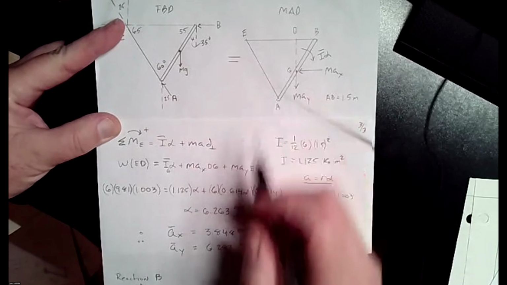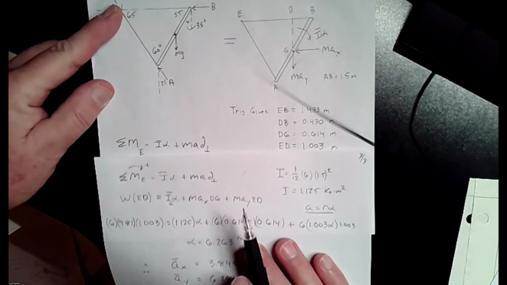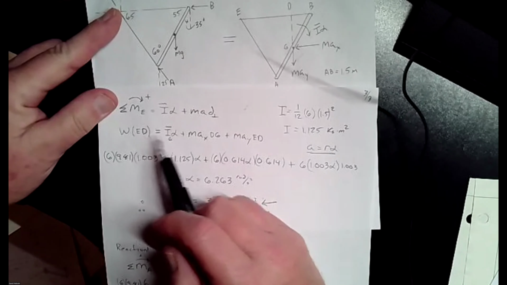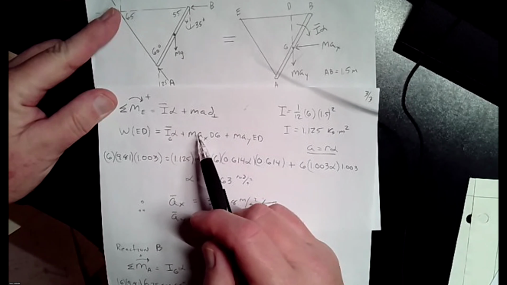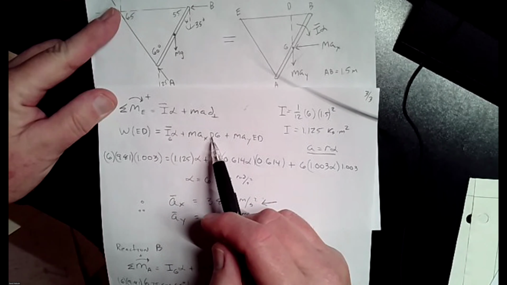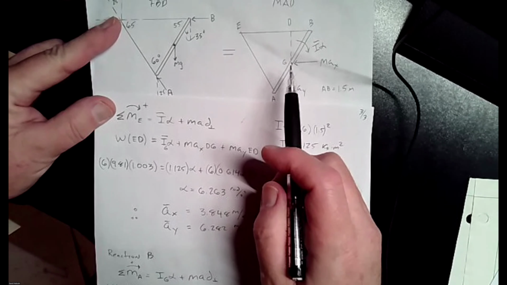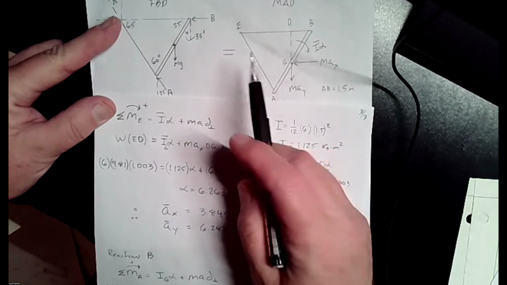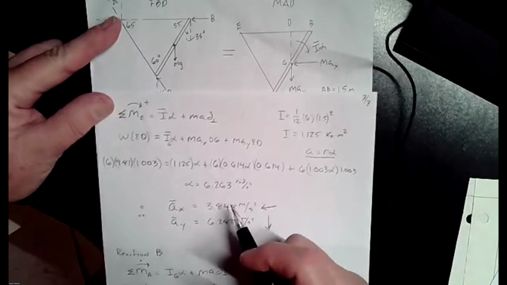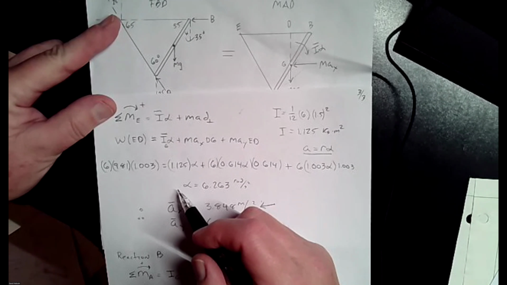So ED is given. I got that distance. It turns out to be 1.003. And then that's going to equal I alpha plus MA in the X times DG plus MA in the Y times ED. So just like before, we're just looking at the perpendicular distances of the accelerations with respect to E. So again, pause, write this out, see what you get.